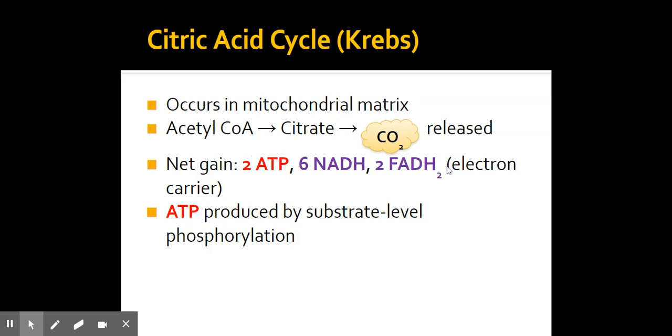Additionally, when it goes around, we're going to produce a net gain. We're going to subtract out any sort of energy investments, if you will. We have a net gain of 2 ATP, 6 NADH, and 2 FADH2s. Again, this is for 1 molecule of glucose, because it goes around twice. Specifically at this location, this is what's referred to as substrate level phosphorylation. This is not our chemiosmosis ATP production, so we want to differentiate between the 2 types of ATP production. This is substrate level, so substrate and enzyme, that sort of thing.